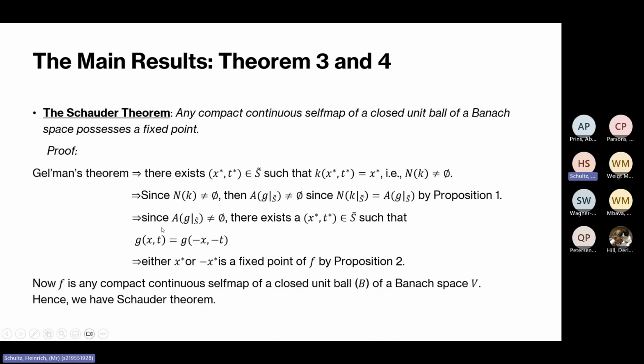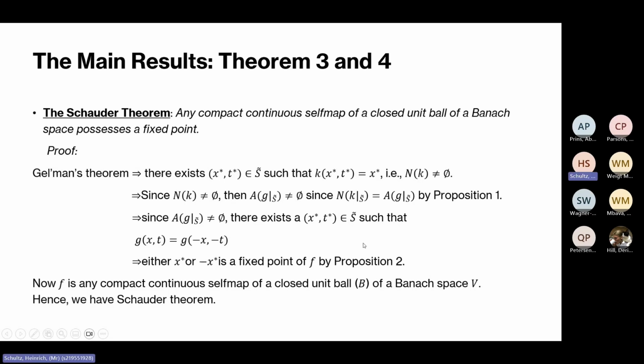Because AG across S tilde is non-empty, we know that there exists a point (x star, t star) in S tilde such that G of (x, t) is equal to G of (negative x, negative t). And so either x star or negative x star is a fixed point of F by Proposition 2. Now, F is a compact continuous self-map of a closed unit ball B of a Banach space V. And so therefore we have the Schauder theorem.